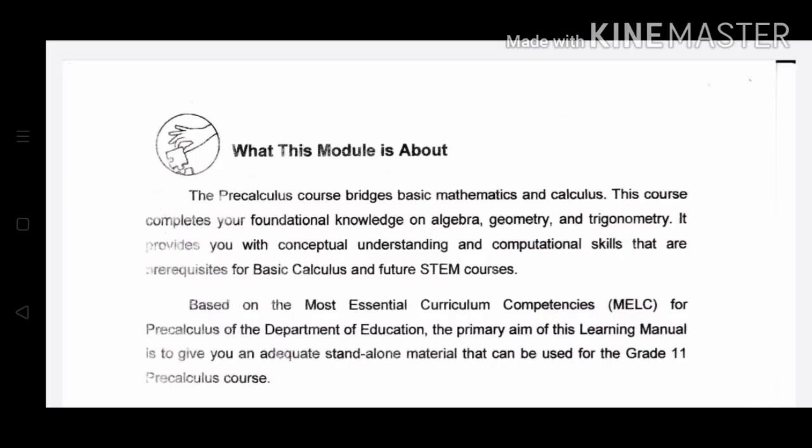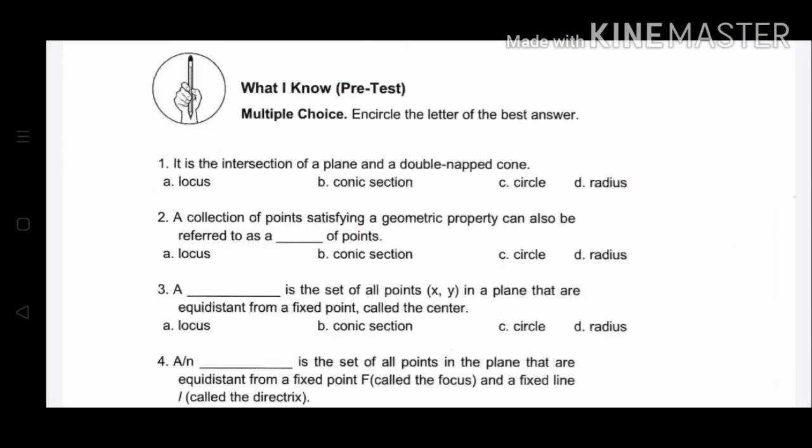The Precalculus course bridges basic mathematics and calculus. This course completes your foundational knowledge on algebra, geometry, and trigonometry. It provides you with conceptual understanding and computational skills that are prerequisites for basic calculus and future STEM courses. Before we begin, let me know what you already know by answering the pre-test.